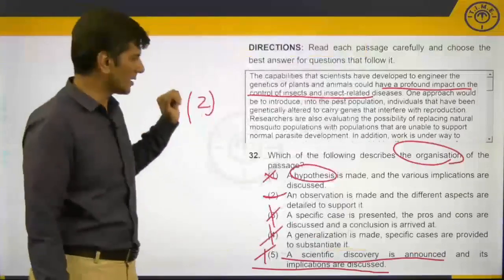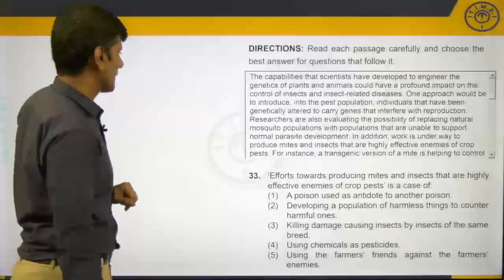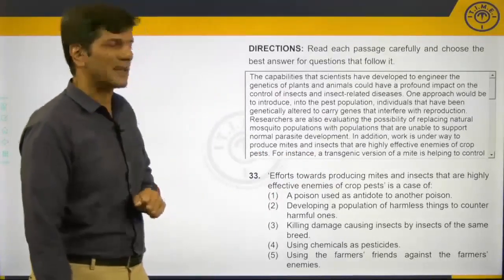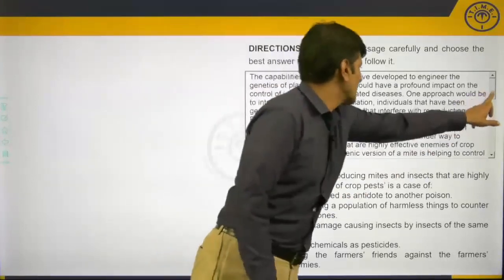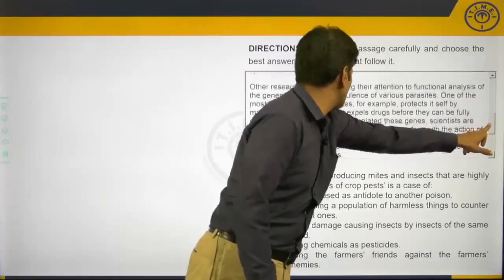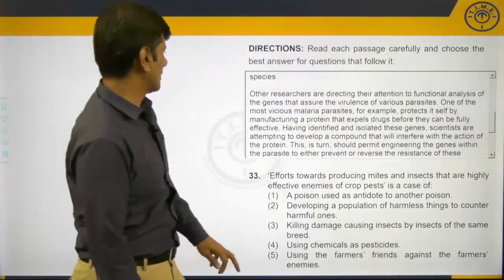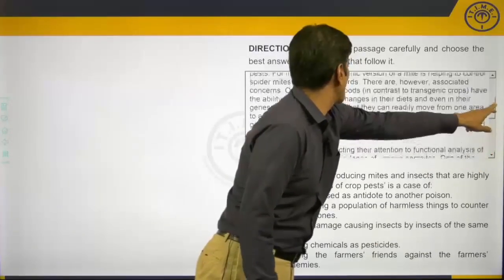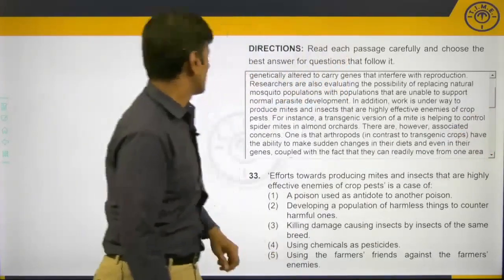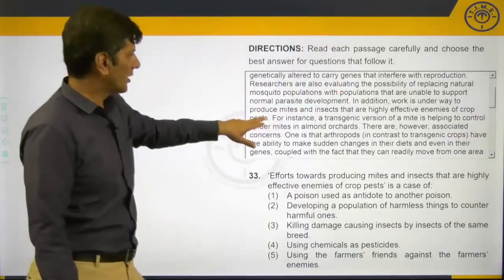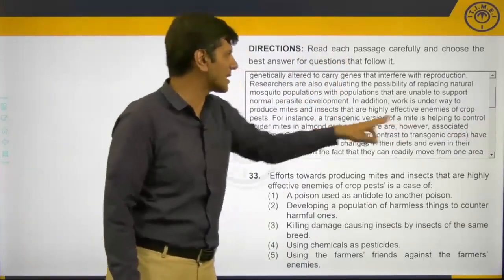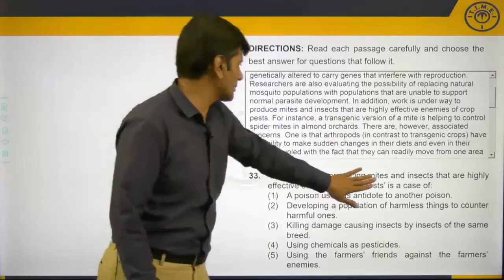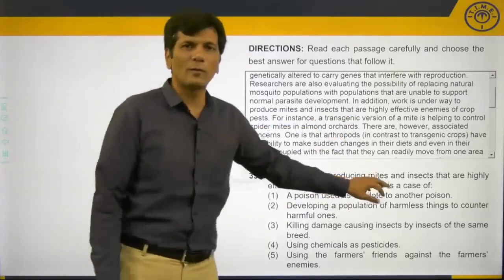Let's take a look at the 33rd question. Efforts towards producing mites and insects that are highly effective enemies of crop pests is a case of what? This is given somewhere as an example. Mites, where do we have it? Over here somewhere. In this part of your passage, we are saying, for instance, a transgenic version of a mite is helping to control spider mites in almond orchards. So, efforts towards producing these, and so on. This is a case of what?